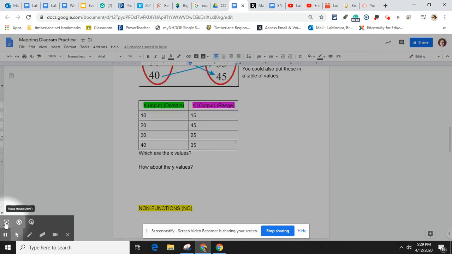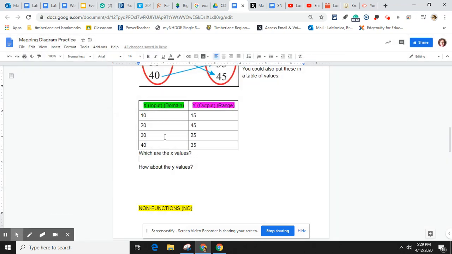What if we wanted to list all the different X values? What are they? So they're all here and all the Y values are here. So we go 10, 20, 30, 40. Those are the X values. And the Y values would be 15, 45, 25, 35.